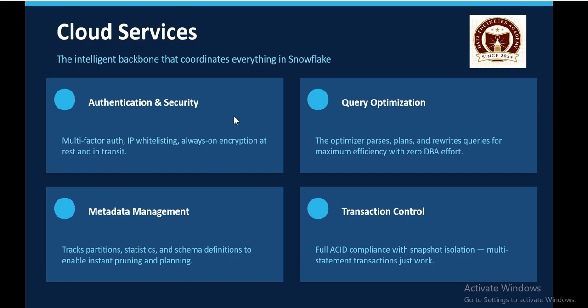Next, cloud services. It is the main thing, the intelligent backbone that coordinates everything in Snowflake. The first one is authentication and security. While we sign up in Snowflake, it asks for a username and password. After that, it has two verifications, so two locks instead of one. And IP whitelisting means only allowed addresses can enter.